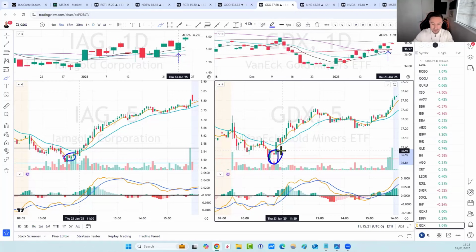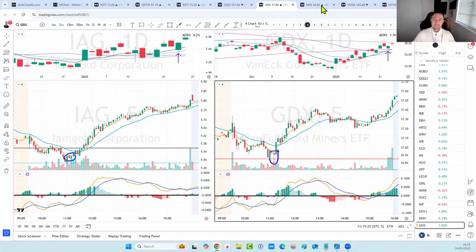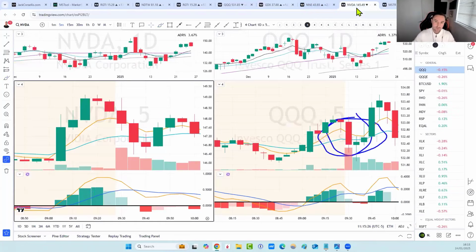Okay, so this here is how you can look for relative strength on the daily chart, and intraday relative strength as well. Let me now take you through intraday relative weakness.